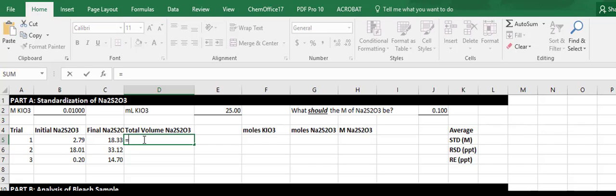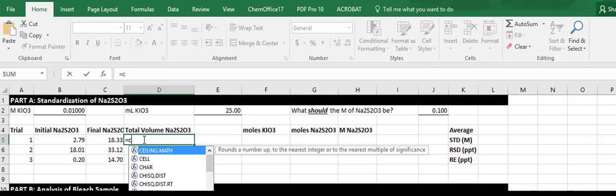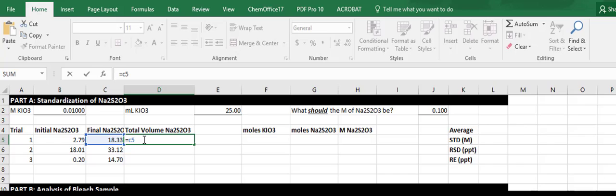We start with the equal sign because you're telling Excel to do math. And the final volume that we registered was the 18.33. So that cell number is C5, and I want to subtract the initial volume, which is B5. So instead of typing it out, let me try this. Let me just click on it, boom, enter.